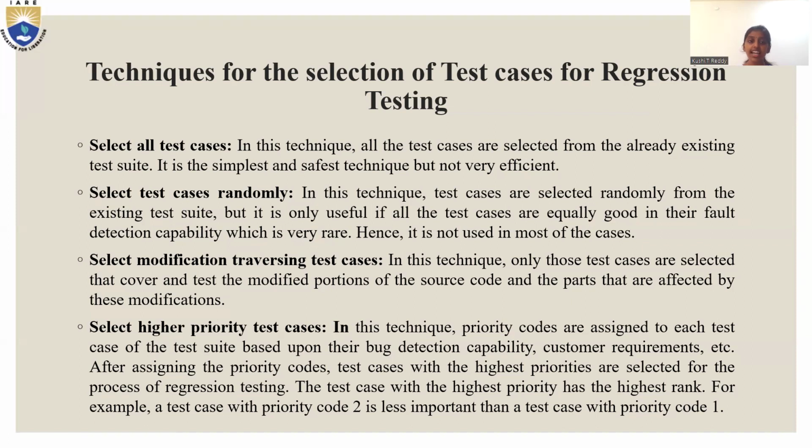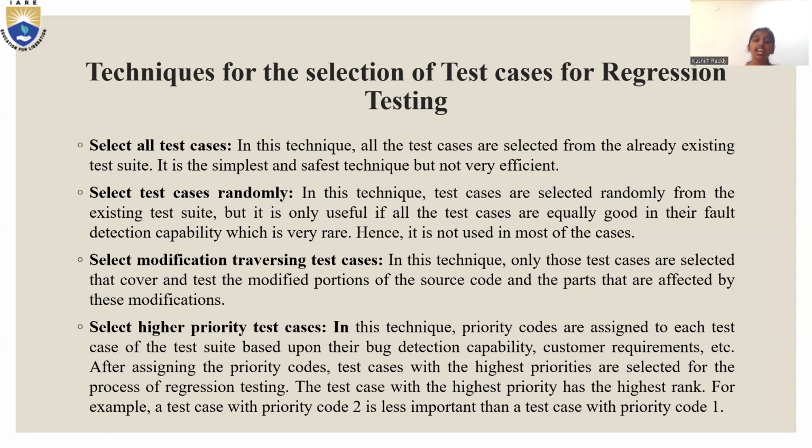Next is select test cases randomly. So you're going to select test cases very randomly. In this technique, test cases are selected randomly from the existing test suite, but it is only useful if all the test cases are equally good in their fault detection capability, which is very rare. Hence, it is not used in most cases. If you choose randomly, sometimes it is very effective, sometimes it is not, because the random choices will differ. So it is not used in most cases.